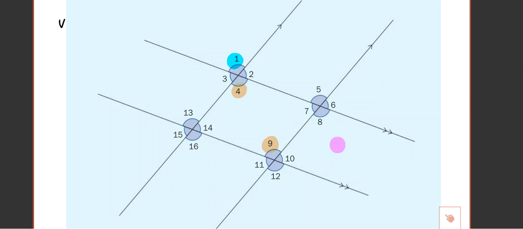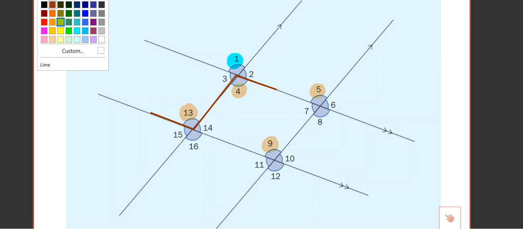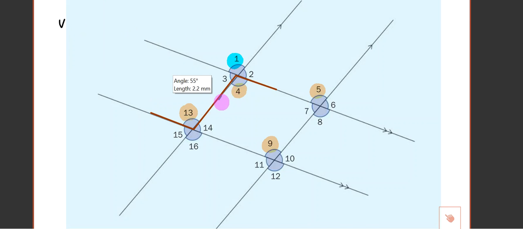Kenzie? 7? 5. And Maddie? 13. Now, I was just about to show you, look, 4 and 13 are definitely, if I draw my line for 4 and 13, that's definitely a Z shape, yeah? And then even more so, if I draw my 4, look, 4 down to 5, is that a Z shape?